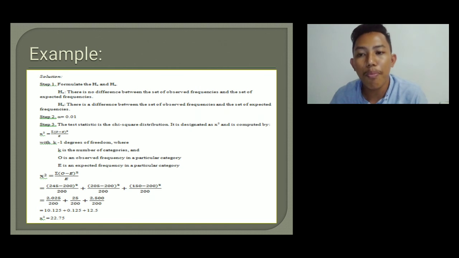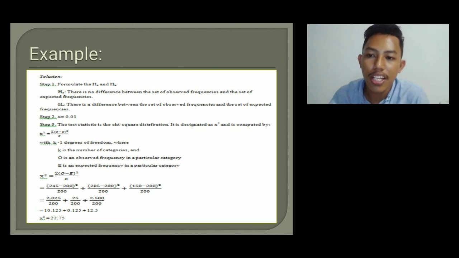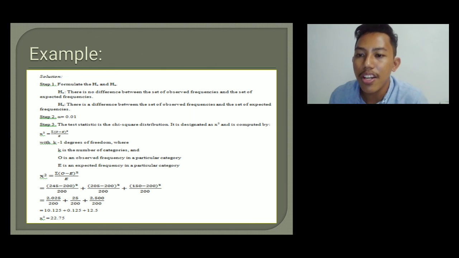So, solution. Step 1, we need to formulate our HA and HO. Our HO is there is no difference between the set of observed frequencies and the set of expected frequencies. Our alternative hypothesis is there is a difference between the set of observed frequencies and the set of expected frequencies. Our level of significance is 0.01. The test statistic is the chi-square distribution.